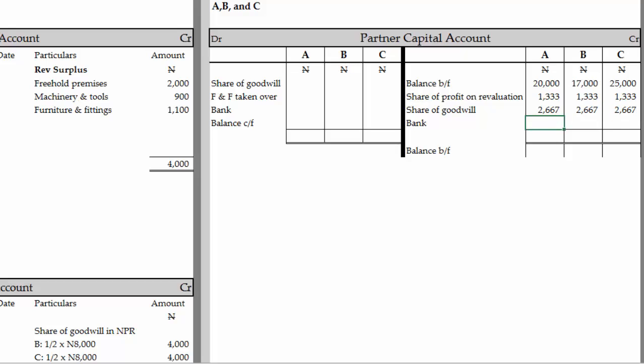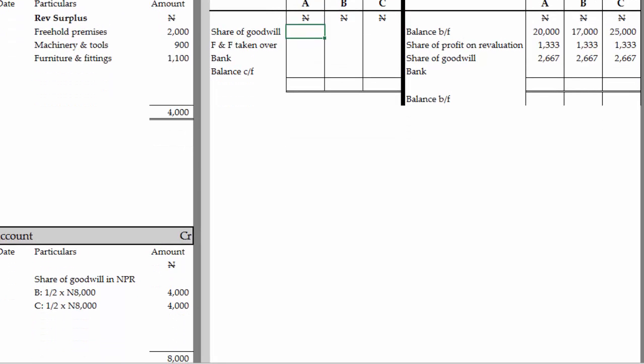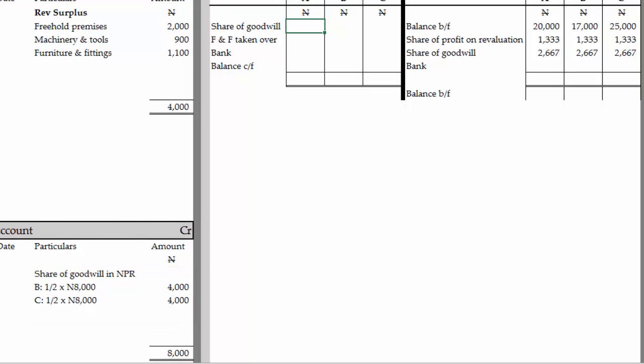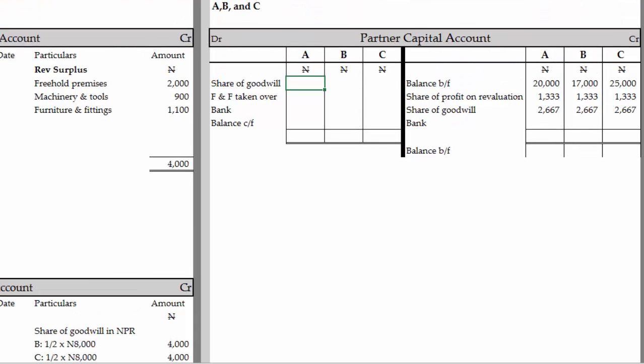2,667. To remove the goodwill from the books, we credited the goodwill account and we debited the partner's capital account. From the goodwill account, you will see it was credited for B with 4,000 and for C with 4,000. So let's do that into the partner's capital account on the debit. So we have share of goodwill. B is 4,000 and C is 4,000.